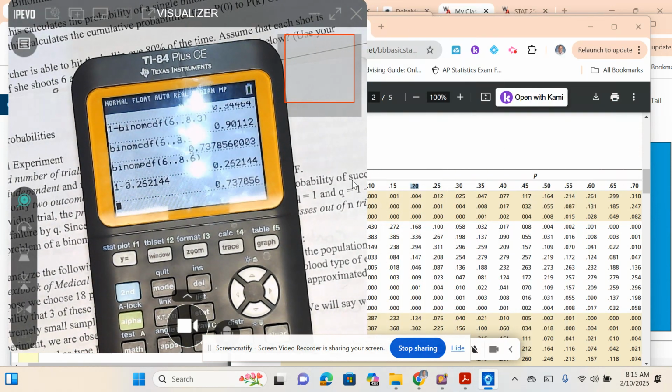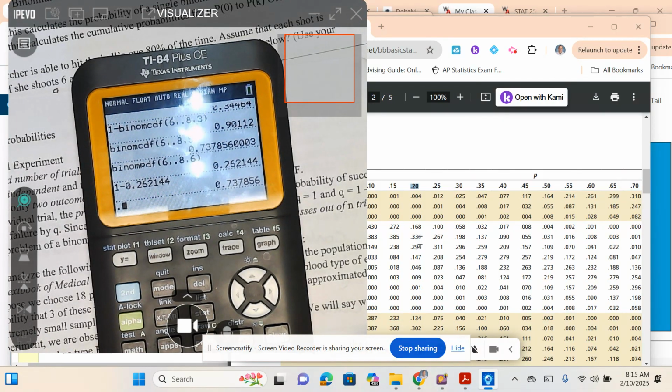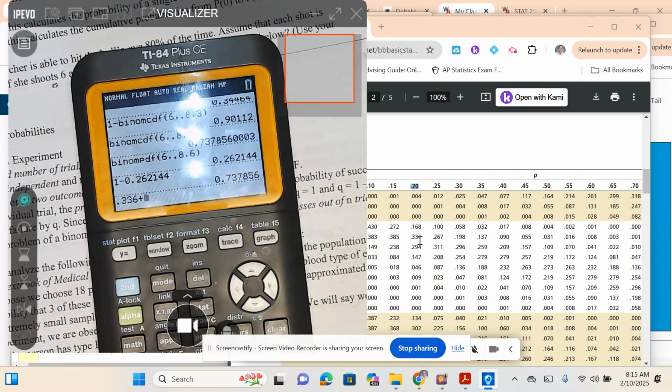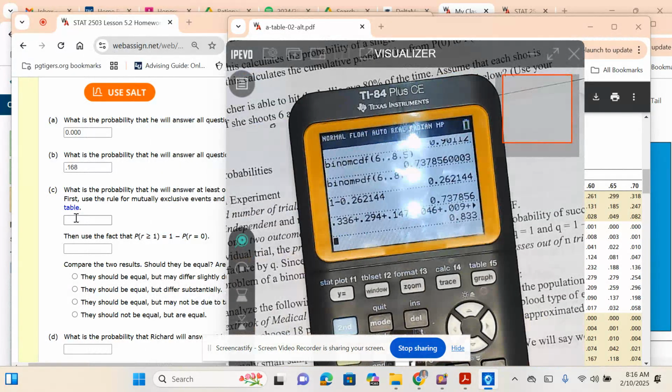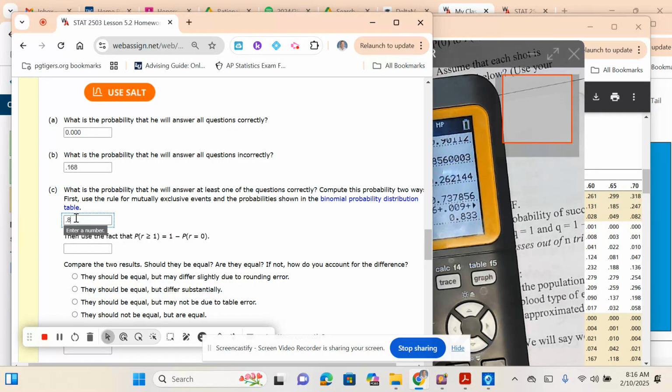So I'm going to start with 0.336 plus 0.294 plus 0.147 plus 0.046 plus 0.009 plus 0.001. Okay. And the other ones are 0. So 0.833. Okay. So that's my probability of getting at least one right: 0.833.